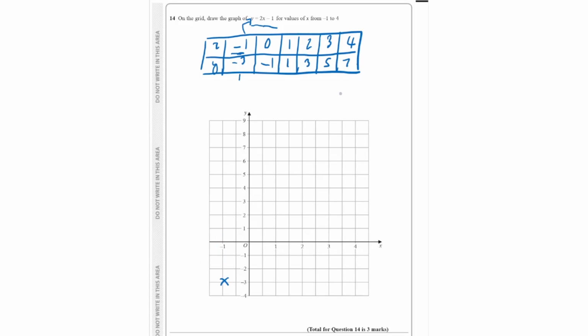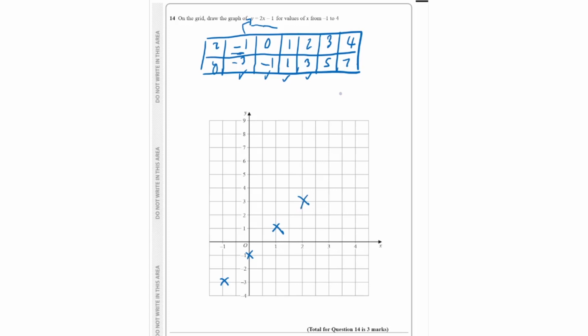Now we move on to the next value. When x is equal to 0, we go on the x-axis and we look for 0, which is right here, y is negative 1. So y is negative 1 is right here. We put a cross, and we move on to the next one. When x is equal to 1, y is equal to 1. So we connect the lines here. We draw a cross, next value. When x is 2, y is 3. We simply connect the lines as shown, and we move on.